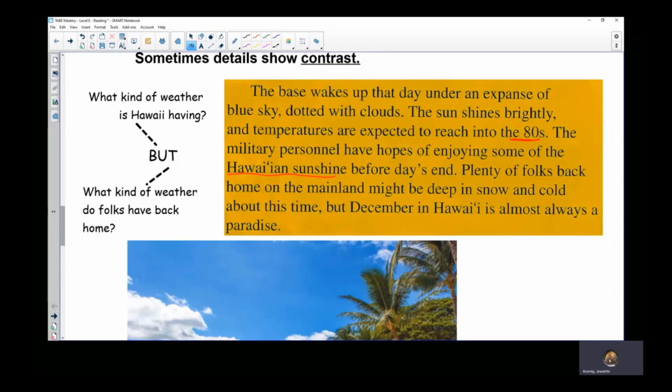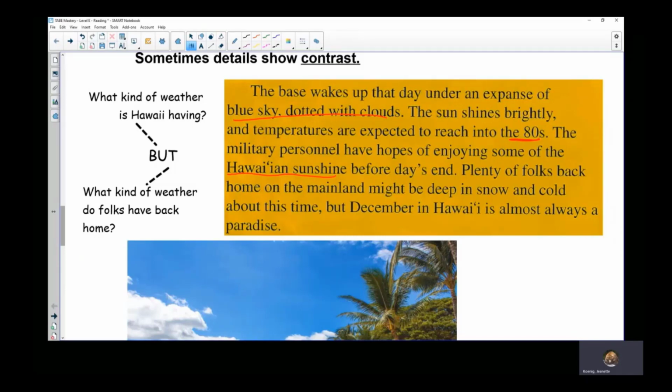Do we have anything more to talk about with the weather? Well, there's clouds. It talks about blue sky dotted with clouds. Okay, so what does that mean to you? Can you put it in real English? Well, it's kind of like the sky outside right now. It's blue, but there's clouds here and there all over the place.